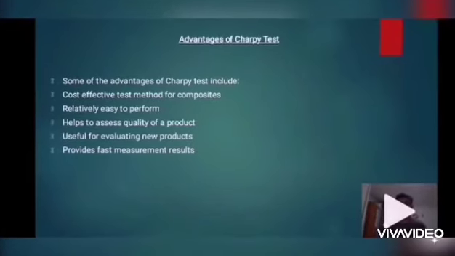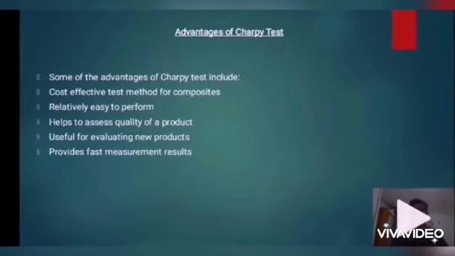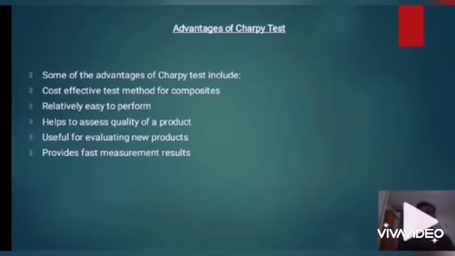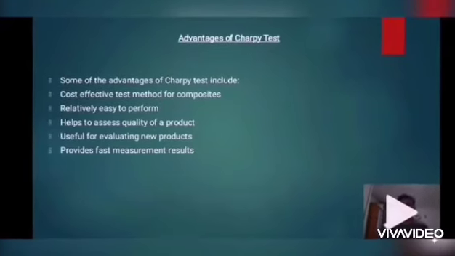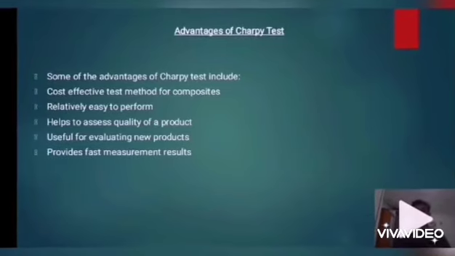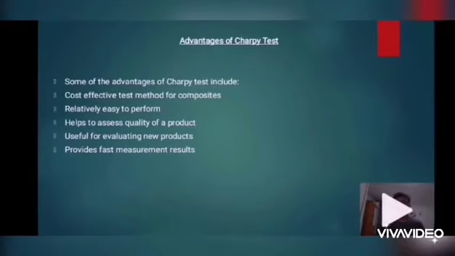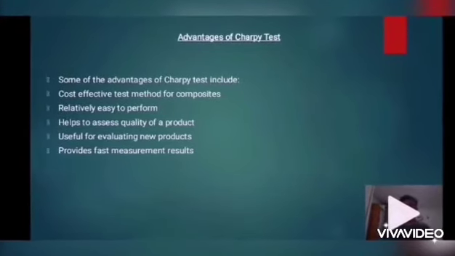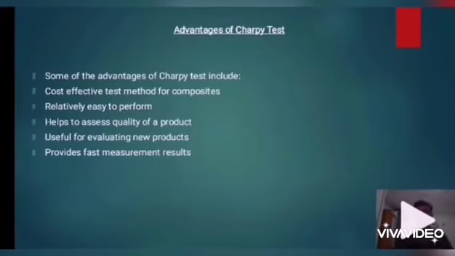Some of the advantages of the Charpy test include: the first one, a cost-effective test method for composites. Second one, relatively easy to perform. Third one, helps to assess the quality of a product. Fourth one, usually used for evaluating new products. And the final one, provides fast measurement results.